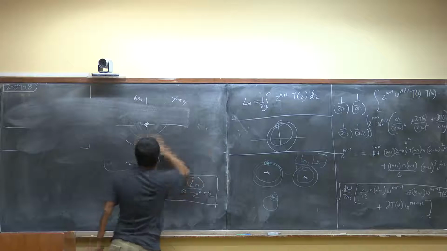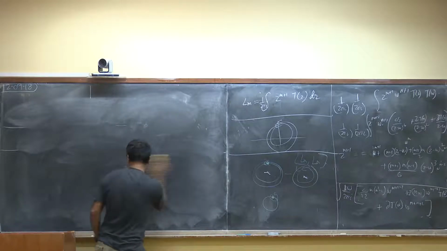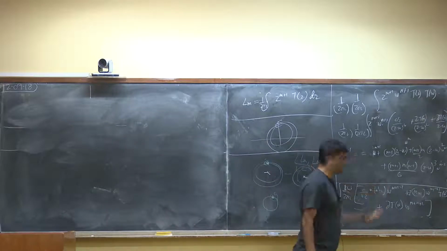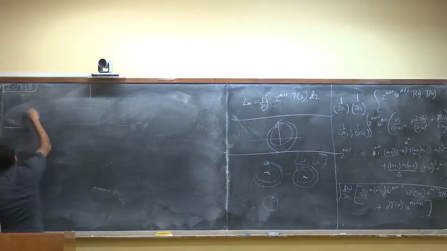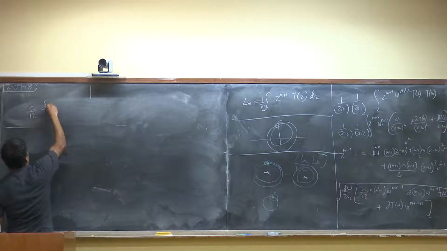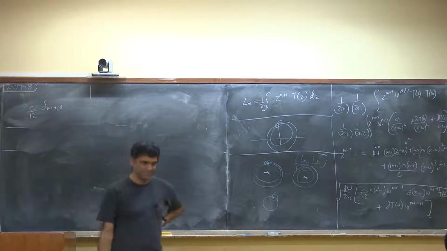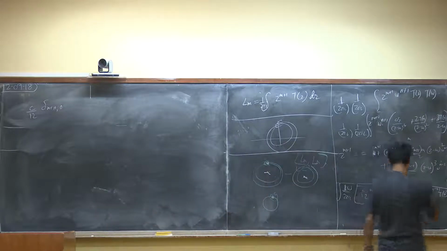Okay. Now, let's process this. First term, what do we get? Delta m minus n, c by 12 delta of m plus n comma 0, as you said. Okay? What about the second term?